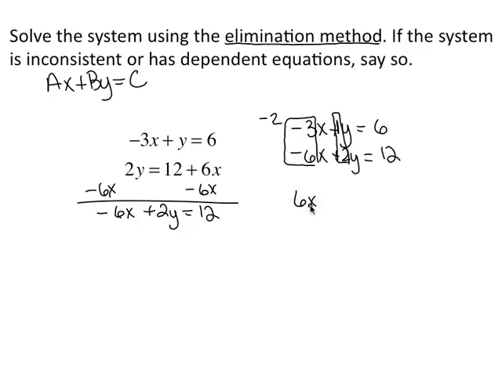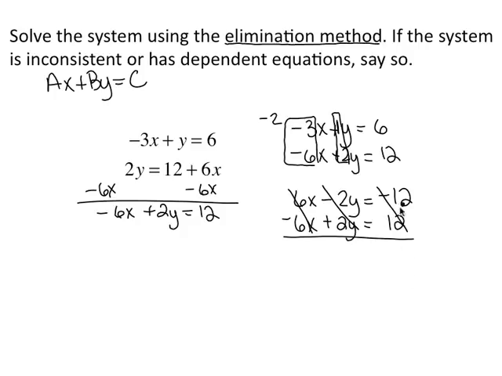So I get 6x minus 2y is equal to negative 12. And then my bottom equation is negative 6x plus 2y is equal to positive 12. So when we add these equations, you can see that that's eliminated because 6 minus 6 is 0. That's eliminated because negative 2 plus 2 is 0. And that's eliminated because negative 12 plus 12 is equal to 0.